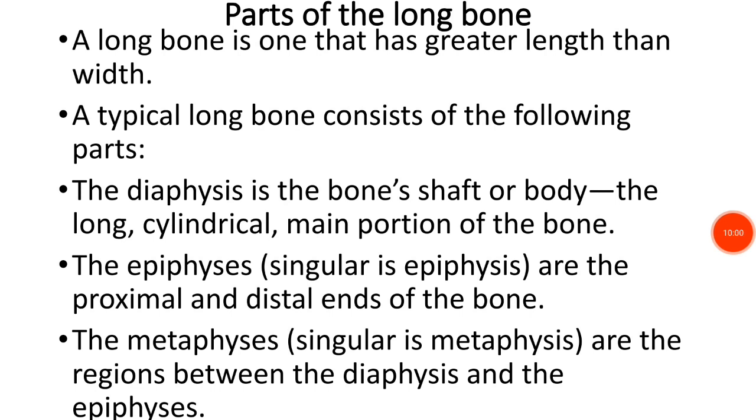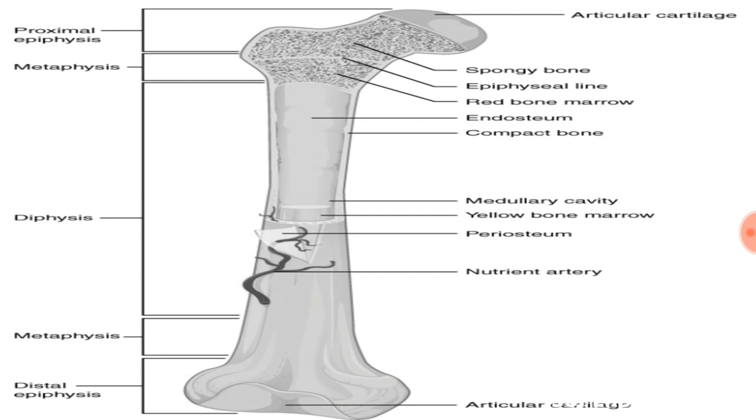So these are the parts of the long bone. We have the diaphysis, the bone shaft or body, the long cylindrical main portion of the body, diaphysis. This is the main part of the long bone, na pia ndio sehemu ndefu kuliko sehemu zote za mifupa mirefu.